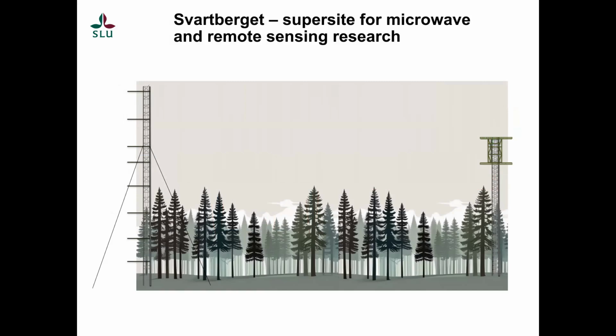So all this work is happening right now at Svartberget in Sweden, which has become kind of a super site for microwave and a lot of remote sensing research. And here we have this IFE SAS tower, where we do a lot of these greenhouse gas measurements, different types of temperature, wind, and so forth, and also other types of aerial measurements, like radiation, like heat flux, and so on.